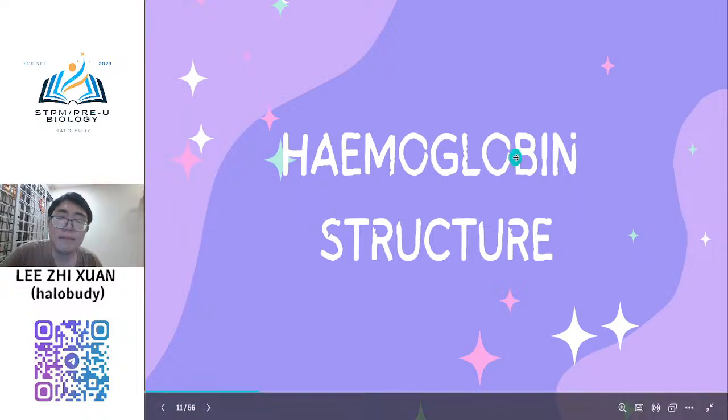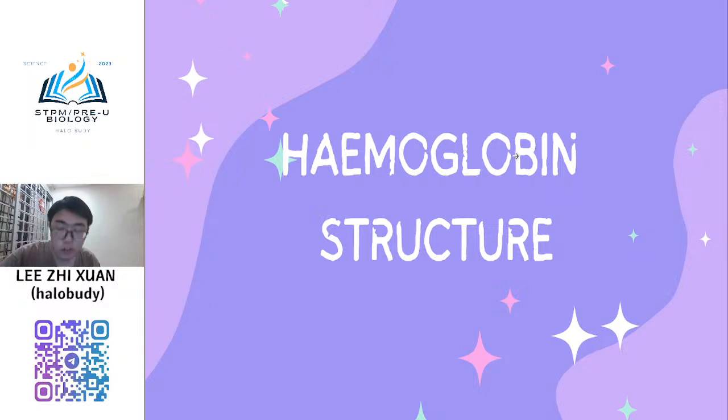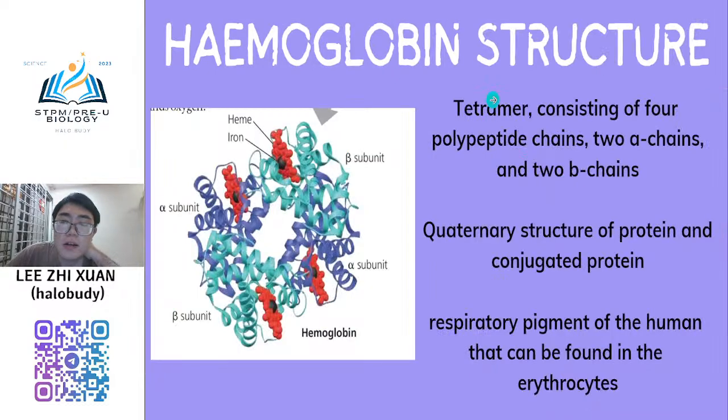No. Okay, next I will go to the hemoglobin structure. So this is also in our syllabus. I think for hemoglobin structure, maybe you guys already learned some in semester 1, because hemoglobin is one type of quaternary protein, right? As we know, hemoglobin is a tetramer protein, meaning that it contains 4 polypeptide chains, 2 alpha chains and 2 beta chains.